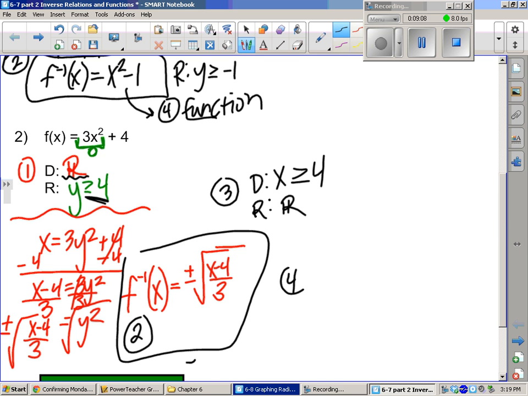Last thing, item number 4 we need to do is say whether or not this thing is a function. It's got plus or minus. So it is no fun. No fun. All right. Because of plus or minus.